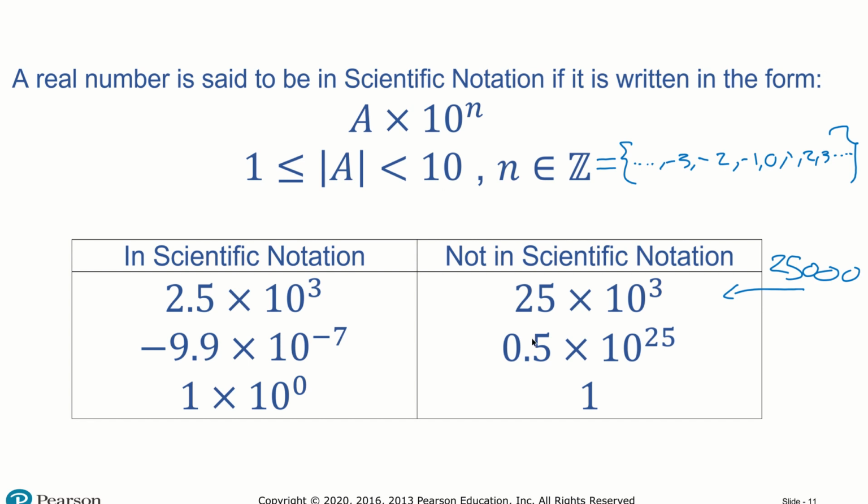Left inclusive meaning the number on the left can be part of the numbers you're looking at, the number on the right cannot. Here's another one, 0.5 times 10 to the 25. We run into the same problem. 0.5 is not in this zone where it's supposed to be. Greater than or equal to 1, less than 10.